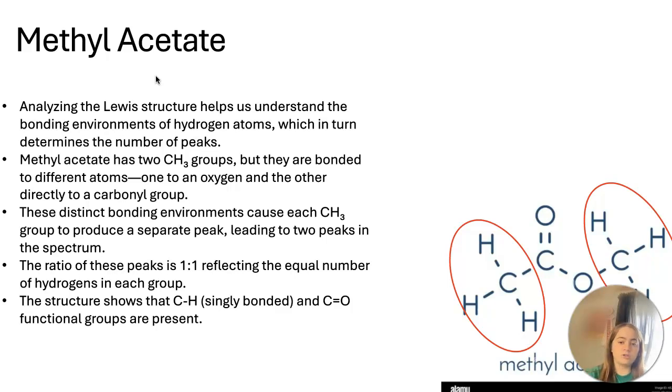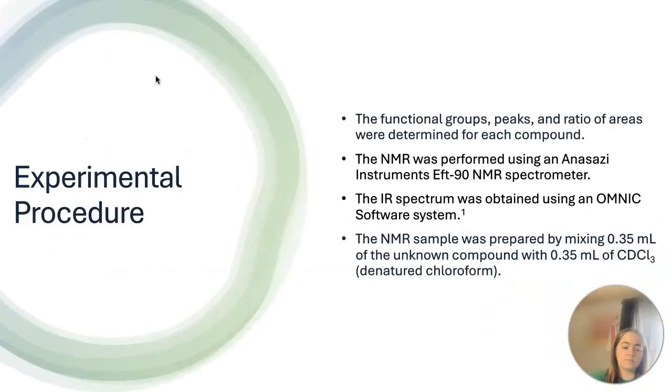The structure also shows how there is carbon singly bonded to hydrogens, and how there's also a carbon double bonded to oxygen, which show the functional groups that are present in methyl acetate. The procedure was performed using the NMR spectra Anasazi Instruments EFT90, and the IR spectrum was obtained using the Omnic software system.